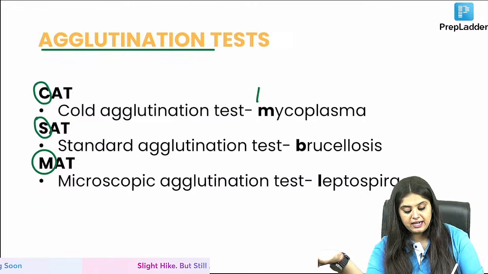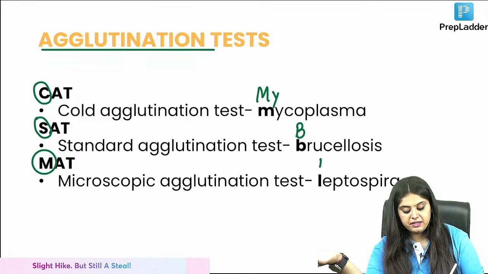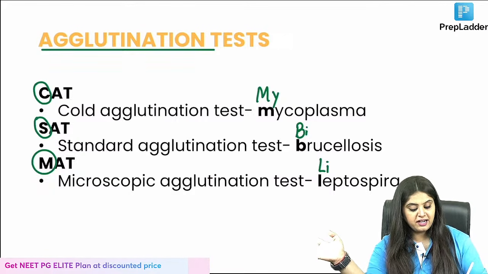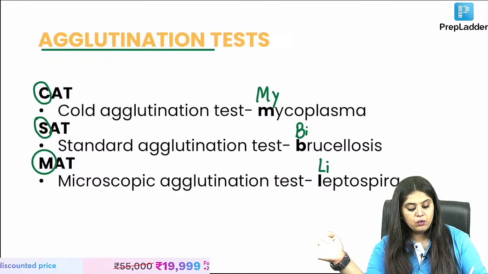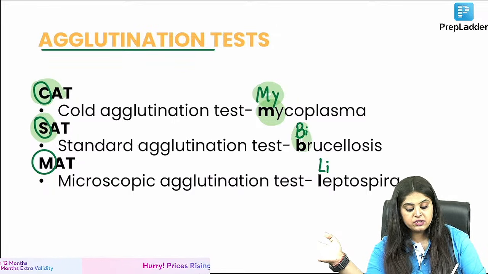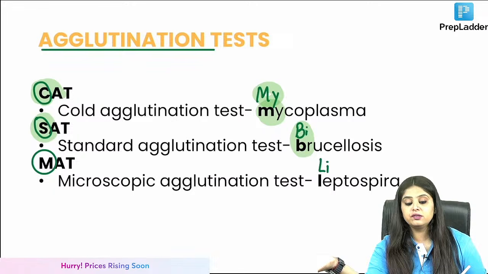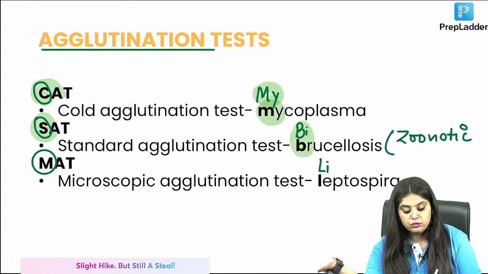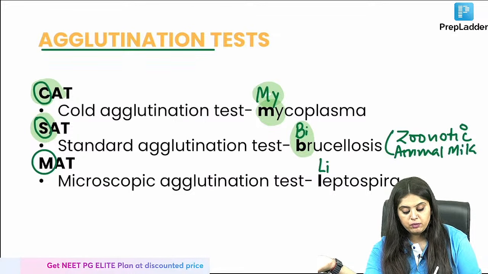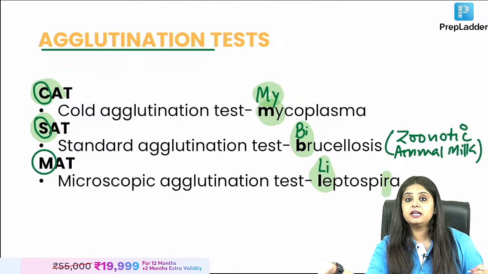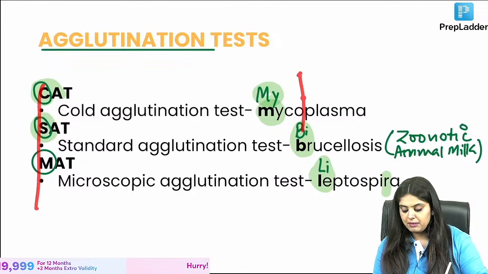How do you learn your cat? Name of your cat is My Dear Cat. You will call her my Billy. Okay, my dear cat is cat sat on a mat, my Billy. So cold agglutination test is seen for mycoplasma. Standard agglutination test is seen for brucellosis. Brucellosis is a zoonotic disease. It comes from animal milk, so usually there is exposure to animal milk. That is brucellosis. And microscopic agglutination test is seen in leptospira, which you will write as spira. So remember, cat sat on a mat, my Billy, done.